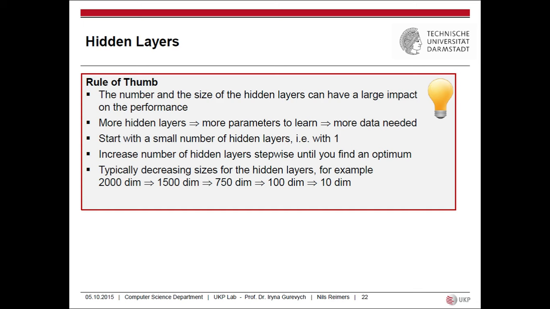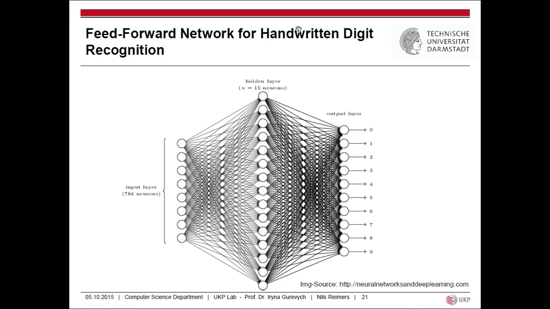And you should always start with a small number of hidden layers, so start with a single hidden layer, a shallow neural network, and then optimize for it, and then you can maybe add a second layer and see until you find a plateau. So for example, for the handwritten digits recognition, the best number is, I think, around 4 hidden layers.